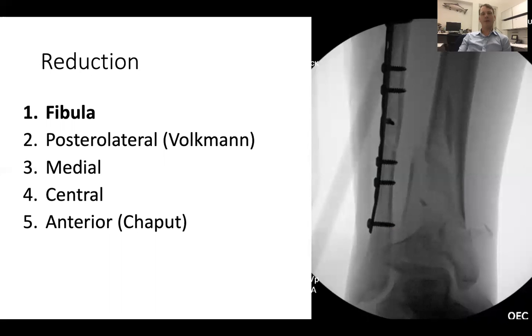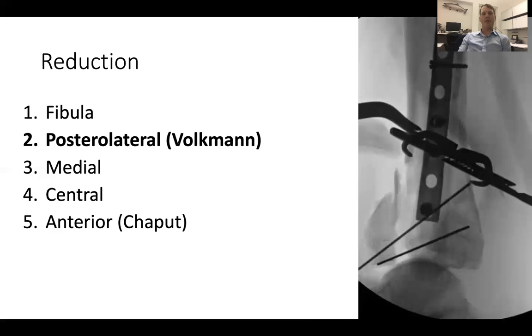So here's that same case I was showing you. We start with the fibula. We try to get it as anatomic as we can. Now you can see the talus is out to length and where it's supposed to be. We then move on to the Volkmann fragment. This clamp was passed through the anterior incision percutaneously around in order to reduce the Volkmann fragment.